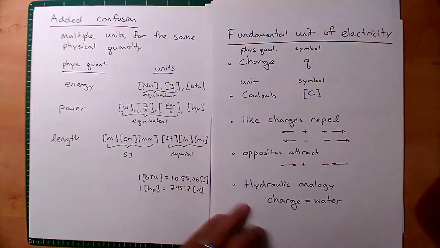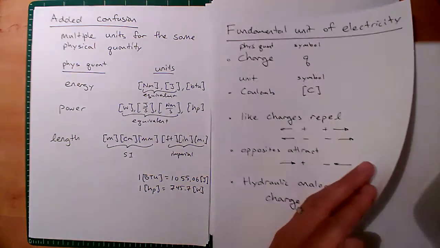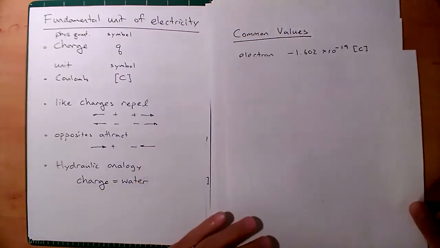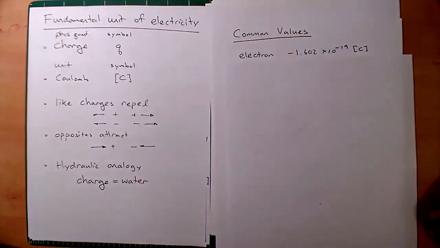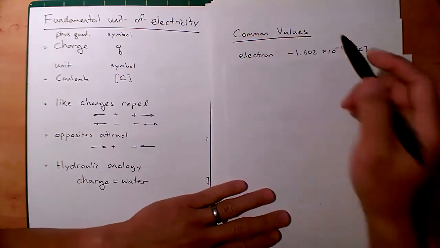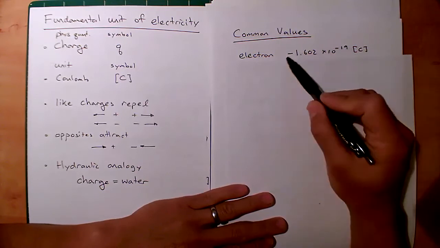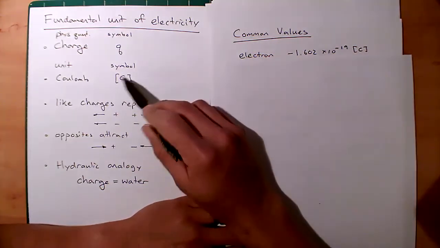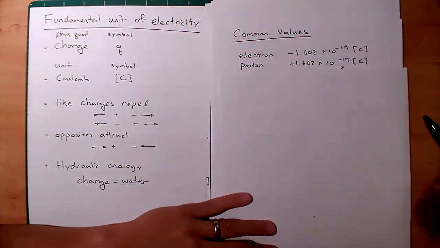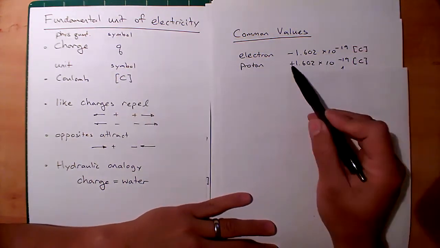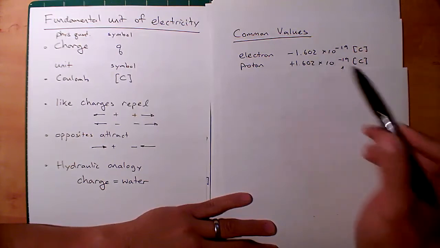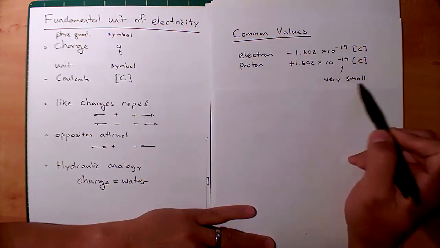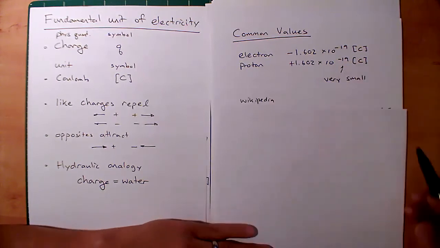All right, let's keep moving forward. Some common values for charge: we have our friend the electron, a very small amount of charge, and it's negatively charged. Negative 1.602 times 10 to the minus 19 coulombs. A proton is the positive version with the same amount of charge, but a positive value. Again, 10 to the minus 19 is scientific notation, very small.